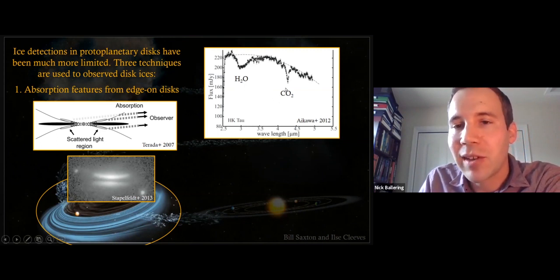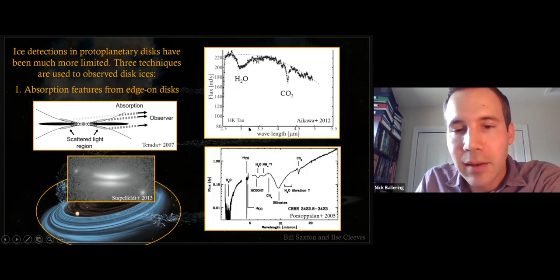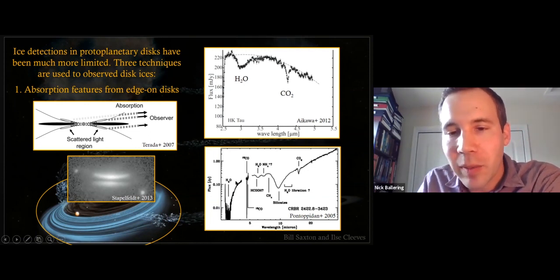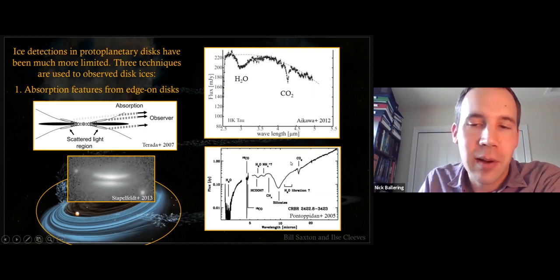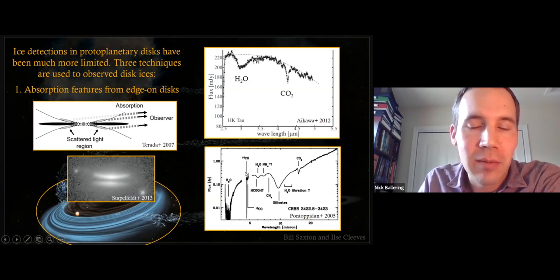One source where we have seen ice beyond water is HK Tau, which has a CO2 detection from the Akari satellite. And there's this other disk that has a nice Spitzer spectrum, although this one is a little bit confused with potentially some foreground material that's not part of the disk. So there's a little bit of questions involving which of these features truly come from the disk.